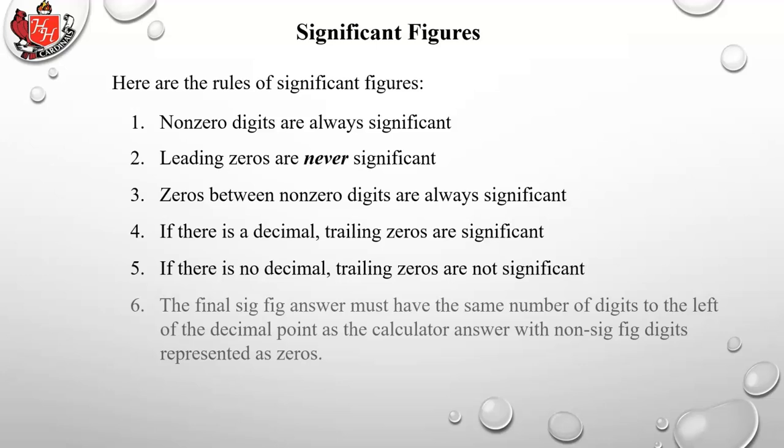Okay, and here's the 6th rule that I didn't show you earlier. The final sig fig answer must have the same number of digits to the left of the decimal point as the calculator answer, with non-sig fig digits represented as zeros in terms of this problem.